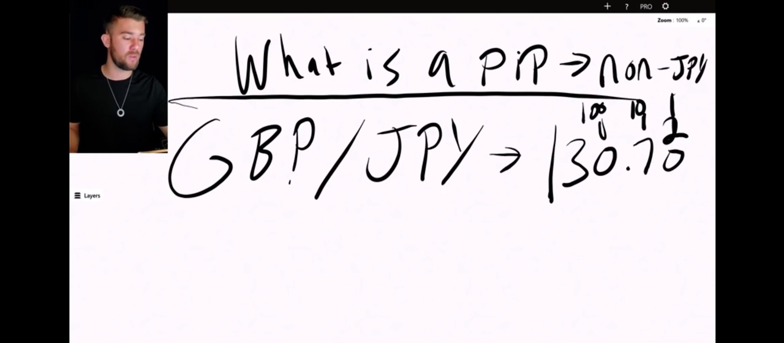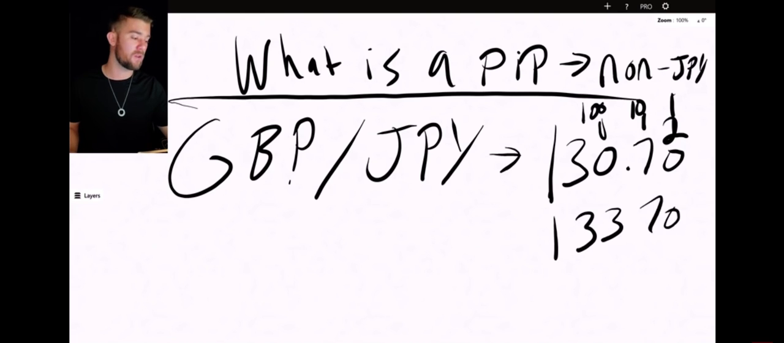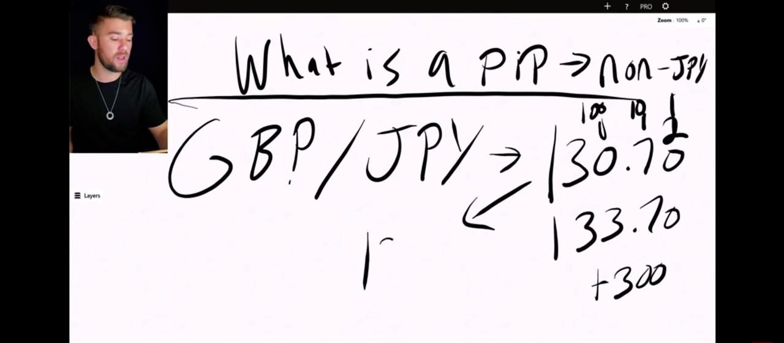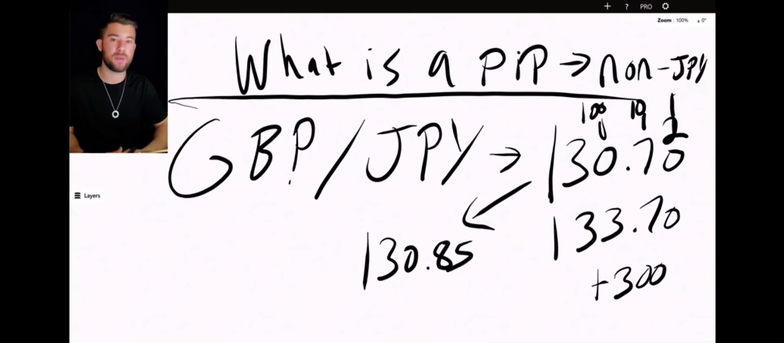So if this market goes to 133.70, what do we have? How much of a move did we have in the pound yen? We had a 300 pip move, a plus 300 pip move. If we go from 130.70 to 130.85, how many pips did we move?